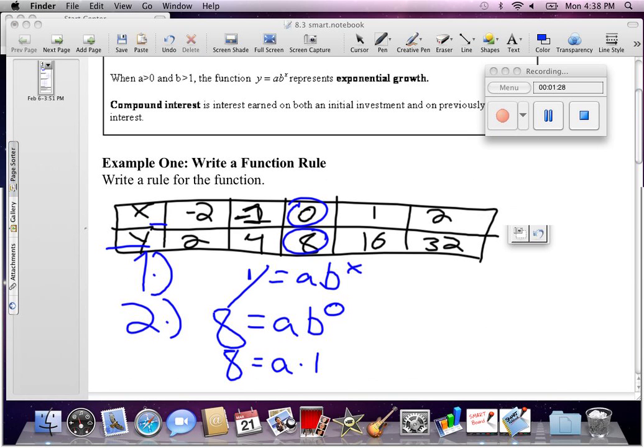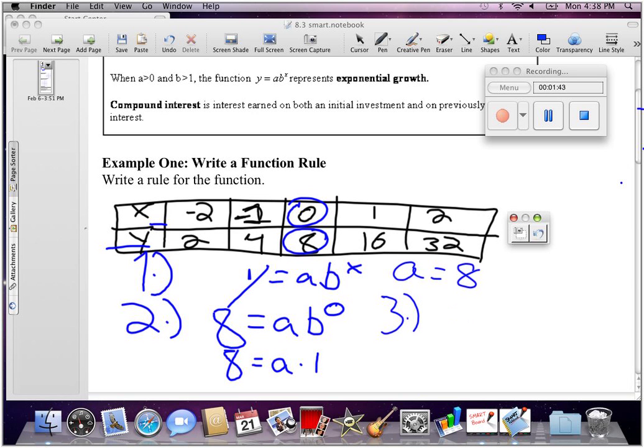Since I know that a is equal to 8, I'm already partway done with my equation. Okay, so a equals 8. Now, step 3 is finding out what b is. In order to find out what b is, I stick this whole equation in again. I've got y equals 8 instead of a, b to the x, and I want to find out what b is. I'm going to stick in 1 and 16, 1 for x, 16 for y, to help me figure out what b is. So I'm getting 16 equals 8 times b to the first.